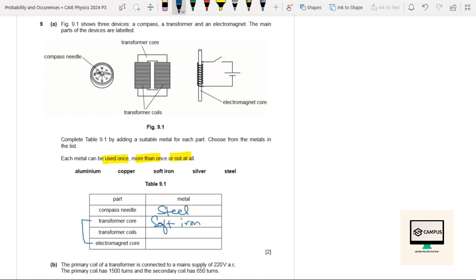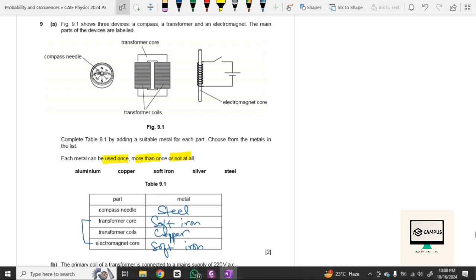About the transformer coils, as we know, the choice for coils should be something that has low resistance. Copper has very low resistance. Silver has very low resistance too, but silver is very expensive compared to copper. So I'm going to go with copper. Okay, moving forward.